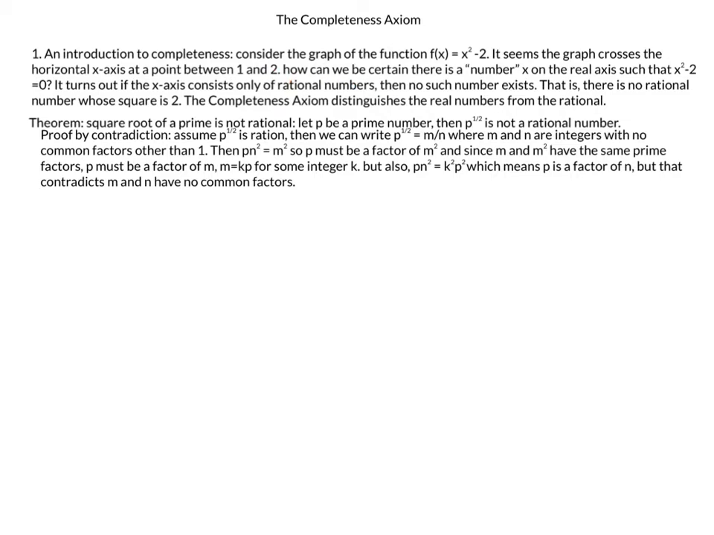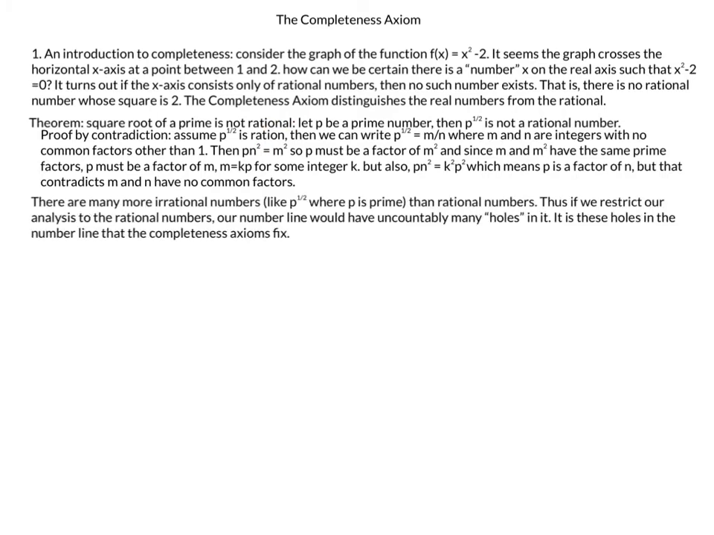We have this quick theorem that goes with this little introduction. The square root of a prime number is not rational. There is a proof here if you are interested. But the idea is there are many more irrational numbers, like p to the 1/2 where p is prime, or the square root of a prime. That would be irrational. There are many more irrational numbers than rational numbers.